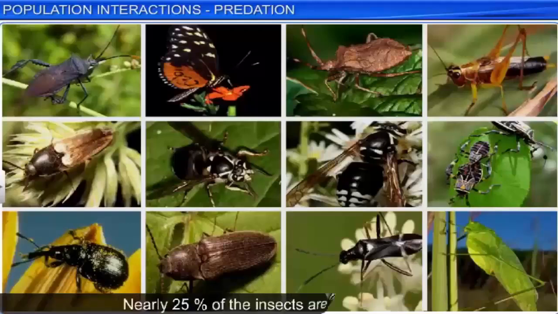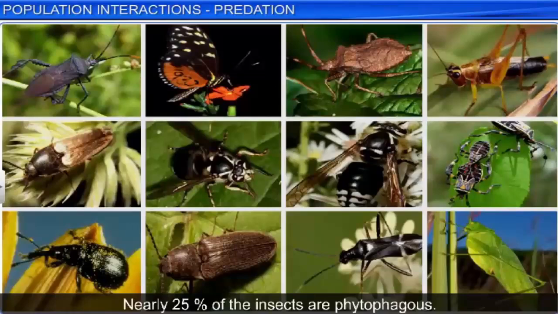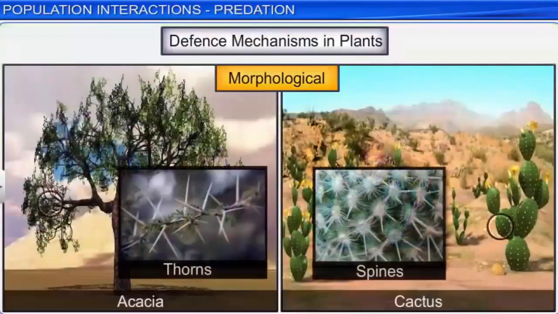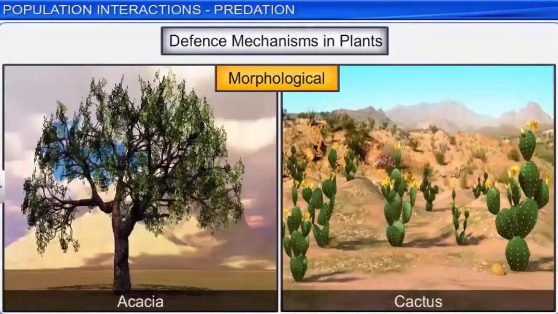In fact, nearly 25% of insects are phytophagous, which means they feed on plant sap and other plant parts. Therefore, plants have developed a variety of morphological and chemical defense mechanisms against herbivores. The presence of thorns and spines is the most common morphological means of defense in some plants like acacia and cactus.